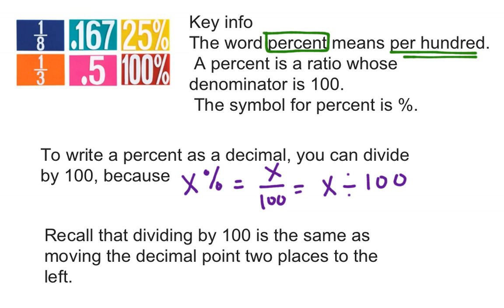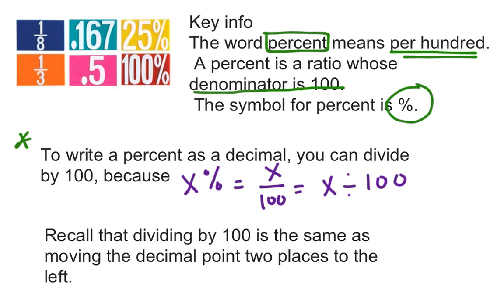It's a ratio. So that means we're going to have a numerator and a denominator, whose denominator is 100. So the denominator is 100. The symbol, our little friend here, is shown. I've just circled it. So it's a slash with kind of two O's. I'm sure you're familiar with that. All right, here is the second piece of key information.